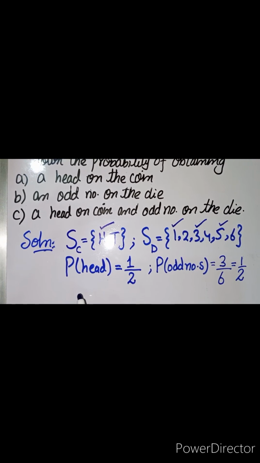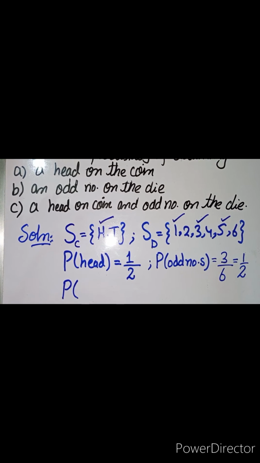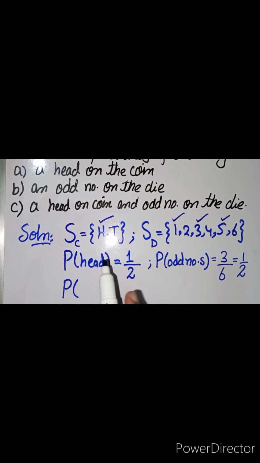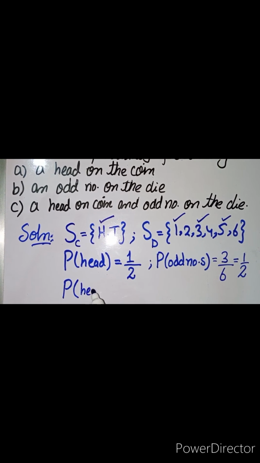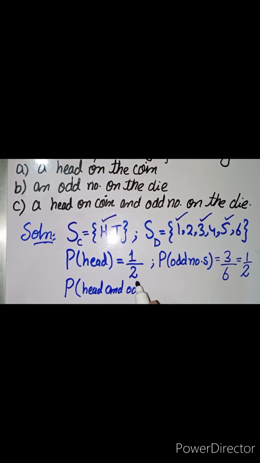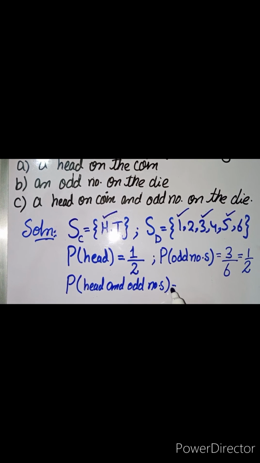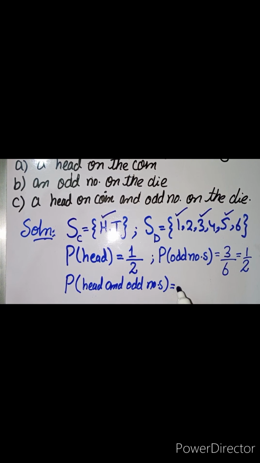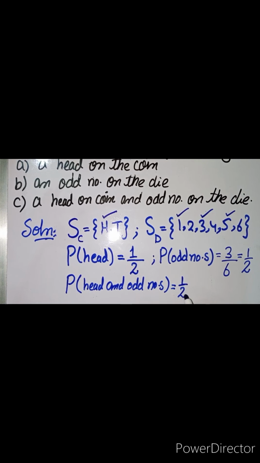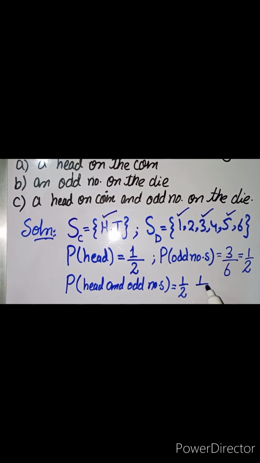If you come to part number 3, it is basically amalgamation of both the above parts, that is a head and odd number. What is the probability of head? That is 1 by 2. Place here 1 by 2. What is the probability of odd number? That is also 1 by 2.